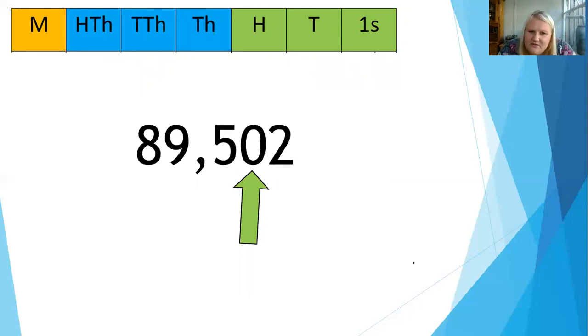Now, we've talked about what the 0 means. The 0 is a place value holder. It is keeping those in position. Without it, that 8, that 9, and that 5 would shift down and the number wouldn't be 89,502. So we need those place value holders to stay there.